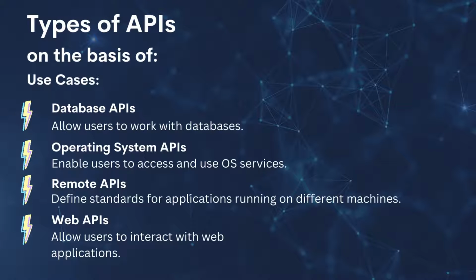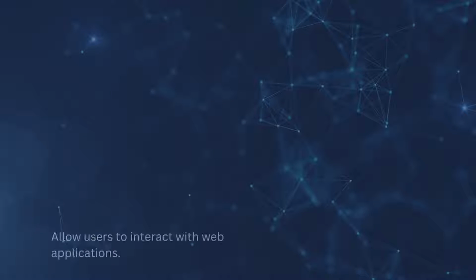Moving on to the types of APIs on the basis of their use cases. The first one is database API. It allows users to work with databases and also enables them to perform CRUD operations. Second one is OS APIs, which is operating system APIs. It enables users to access and use operating system services. The third one is remote APIs. Remote APIs enable two applications on different machines to communicate with each other. The last one is web APIs. It enables communication with web applications and also allows the users to interact with the web applications.